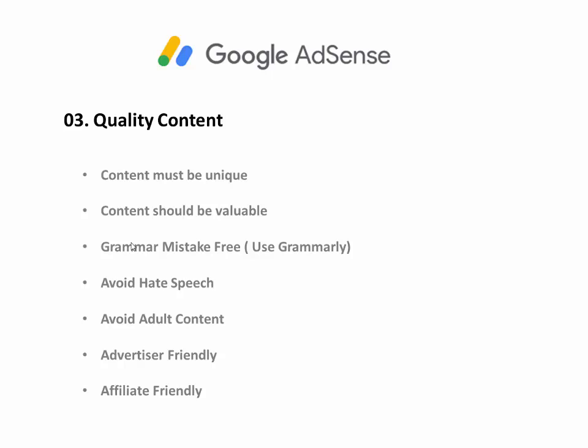Okay, next one is avoid hate speech. If you plan to build a website to hate your girlfriend or hate your school members, you will not get Google AdSense for that website. Also avoid adult content. If you make an adult content website and add adult content to it, you will never get Google AdSense. So don't do those kinds of things. Just be 100% a good person.